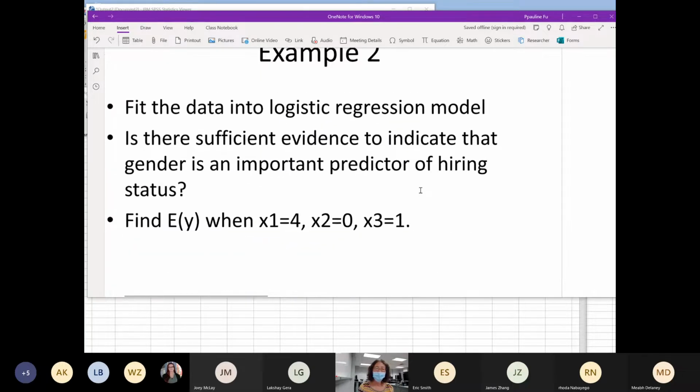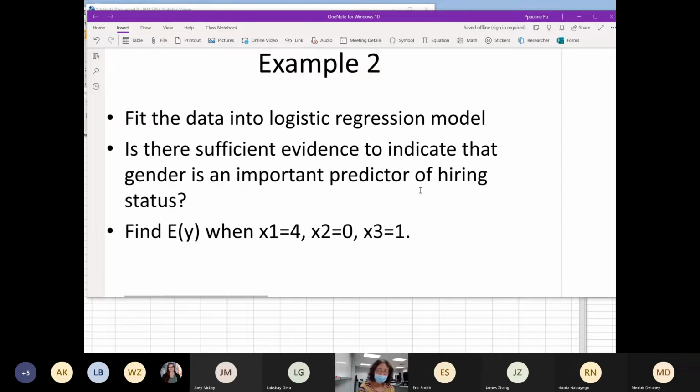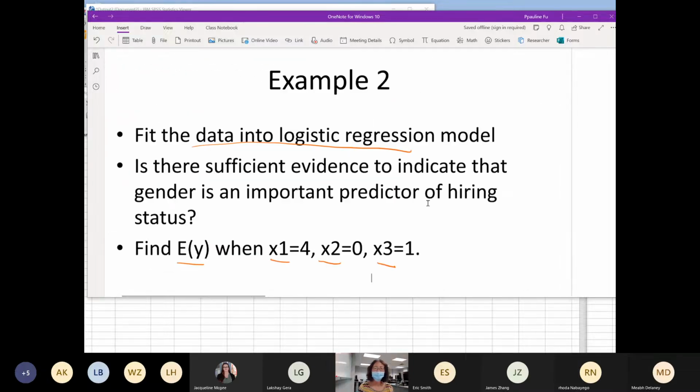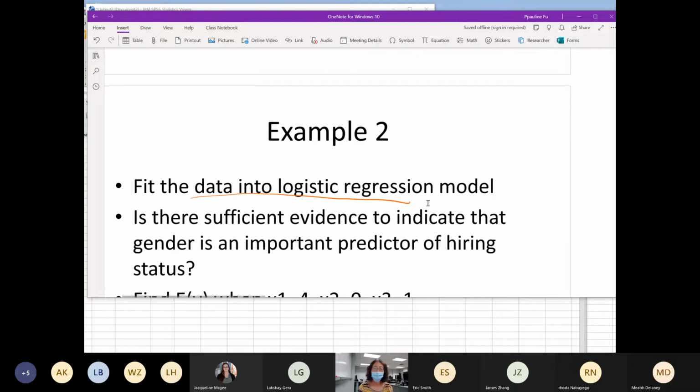So for this data, we need to answer 3 questions. Question 1, fit the data into a logistic model. You have to write down a model. Question 2, is there sufficient evidence to indicate that gender is an important predictor of hiring status? Question 3, find E(Y) when X1, X2, X3 are given. Okay, 3 questions. So now let's go to question 1 first. Fit the data into logistic regression.